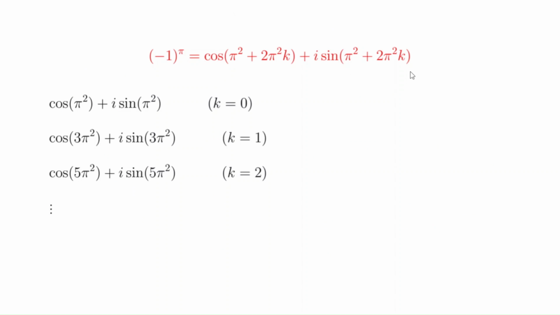And I've written this out a little bit better here. -1 to the pi is this right here, but notice this is a different value for each value of k. So for example, when k is 0, we get cosine of pi squared plus i sine of pi squared. When k is 1, we get cosine of 3 pi squared plus i sine of 3 pi squared. We can let k be any integer, including negative integers. So notice -1 to the pi is really a set of numbers. And by the way, each of these numbers is on the unit circle.